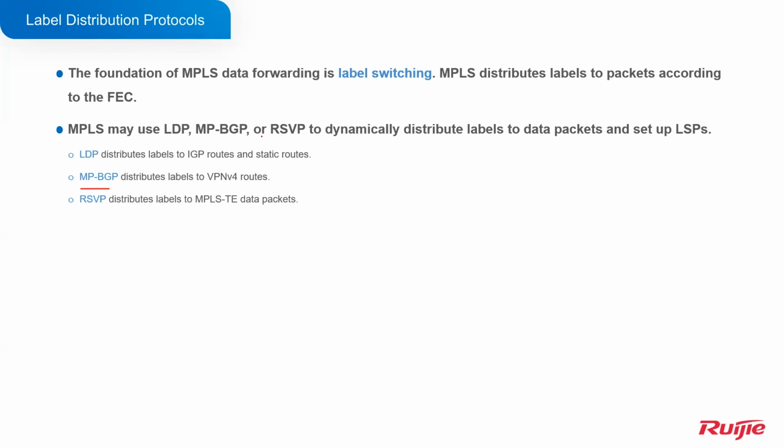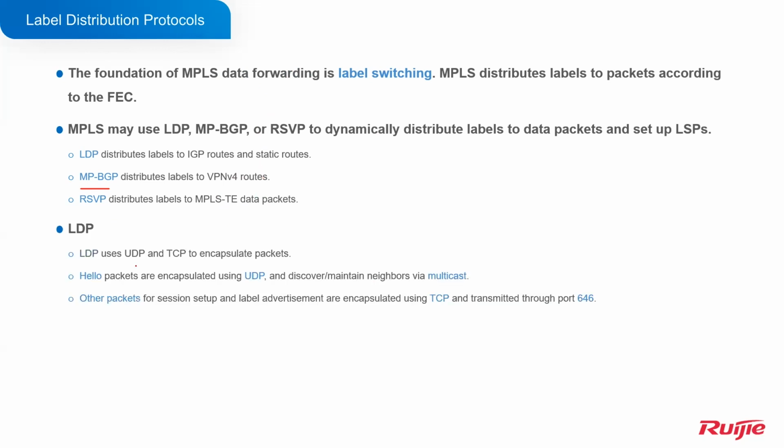In this course, we will explain the LDP. And the LDP will use the UDP and TCP to encapsulate the packets. And also, this is a dynamic label distribution protocol. So very similar to a dynamic routing protocol, we have to find our neighbor. Then we have to exchange some information. And in this process, we will exchange lots of LDP packets.